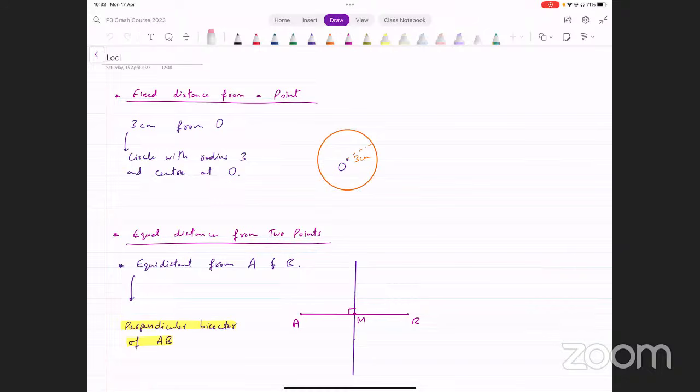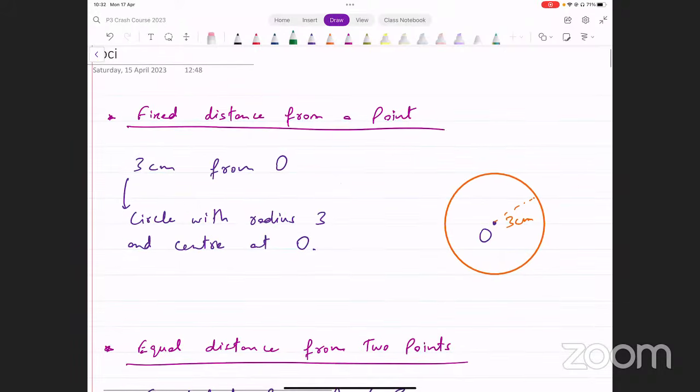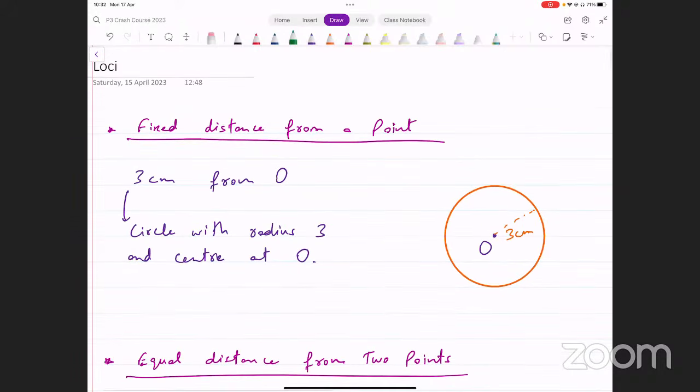We talked about fixed distance from a point. So we talked about some loci, first of all, that we need to remember from O-levels. There are two specific types of locus that you need to remember. One is when you're looking for points that are at a fixed distance from another point. Let's say you have a point O here, and you want all points that are at a fixed distance, let's say 3 centimeters from the point O. What's going to be the locus of all those points? It's going to be a circle like this.